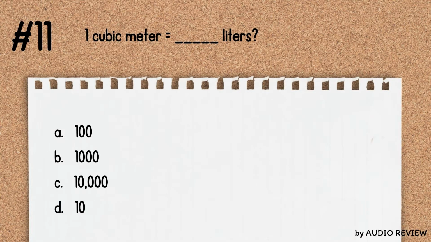Question number 11. 1 cubic meter is how many liters? A. 100. B. 1000. C. 10,000. D. 10. The answer? It's B. 1000 liters. Remember that in 1 cubic meter, there are 1000 liters.